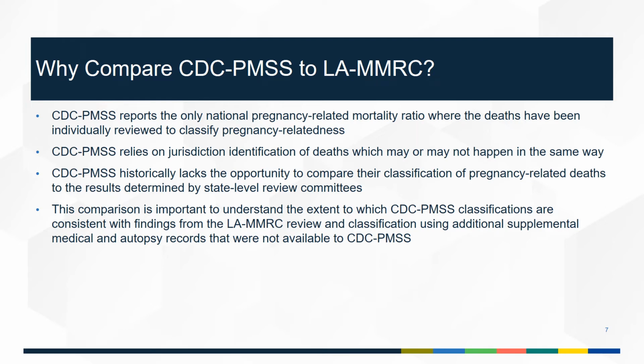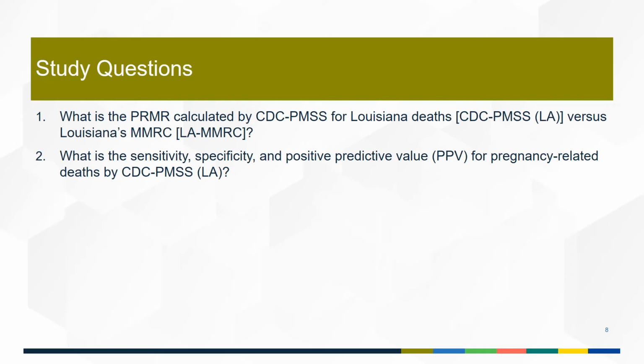With the additional focus on our internal records, it made sense that a next step would be to see how PMSS's classification compared to our state's classification based on our own in-depth multidisciplinary reviews. This work addresses two main study questions. First, what is the Louisiana pregnancy-related mortality ratio calculated by PMSS compared to Louisiana's MMRC? And second, what is the sensitivity, specificity, and positive predictive value for Louisiana pregnancy-related deaths using Louisiana's Maternal Mortality Review Committee data as the gold standard?